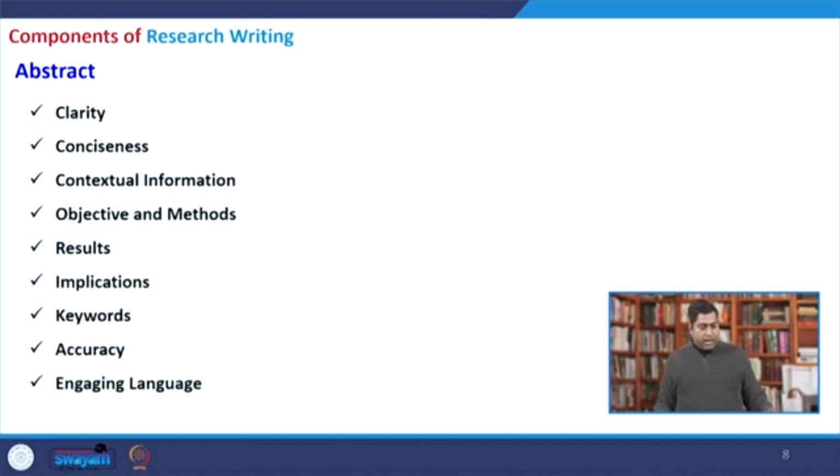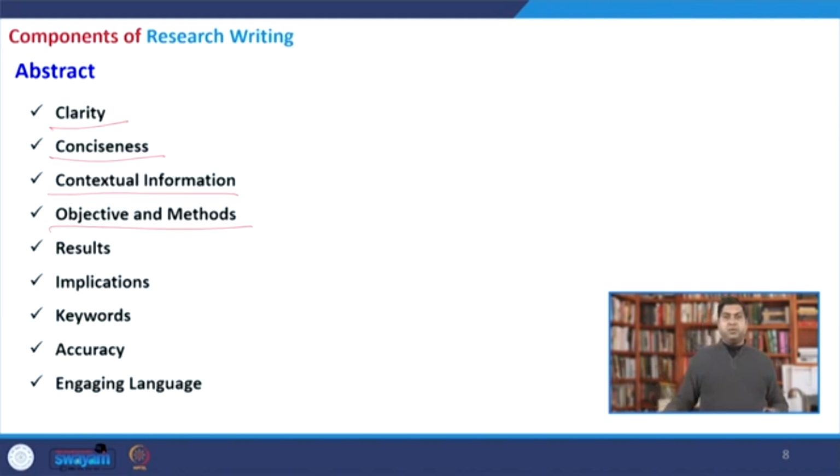Coming to the abstract, again you have to maintain clarity. It should be concise, because many journals ask for, say, 200 words, or now sometimes 150 words, 100 words, or a maximum of 500 words. So what exactly do you need to give there? You have to give the contextual information, the overall objective or need of the research, then straight away what you have done in your research. You don't need to repeat what you are going to write in the introduction.